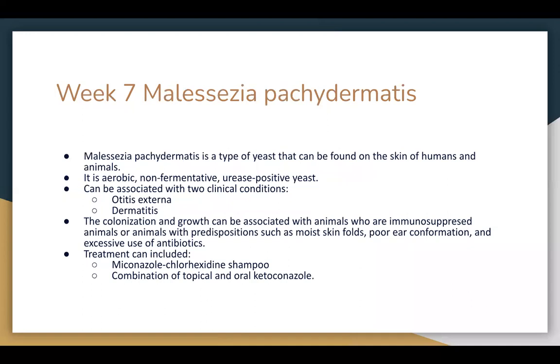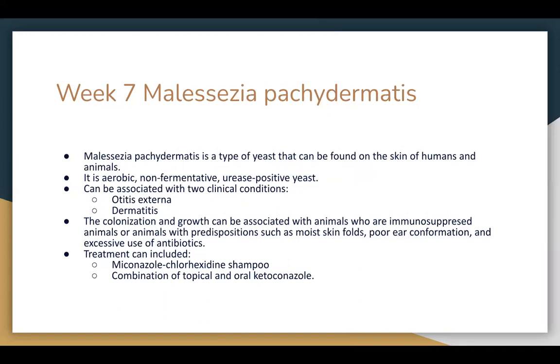Malassezia pachydermatis is a type of yeast that can be found on the skin of humans and animals. It is an aerobic, non-fermentative, urease-positive yeast. It can be associated with two clinical conditions, otitis externa and dermatitis.